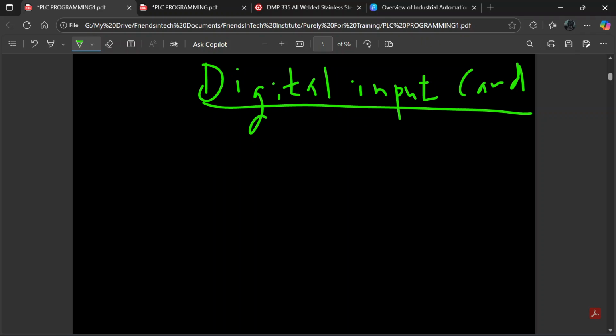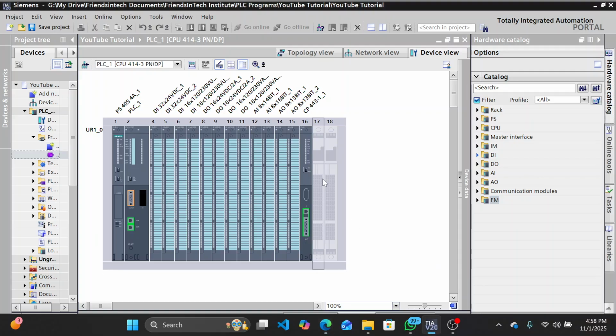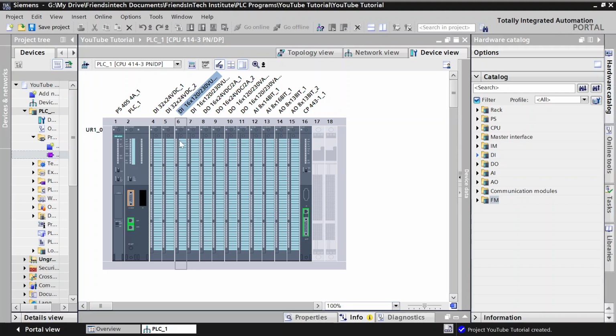But we say that it can be AC or DC. That's why in this setup here, we have DI 120/230 VAC, then we have DI 32/24 VDC. So one is DC, the other is AC. What is the difference? That is what I'm explaining, okay? The difference between the two.